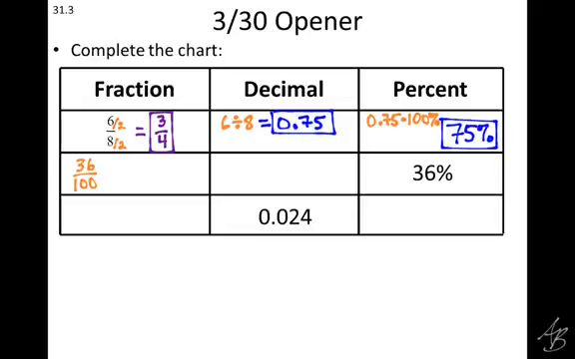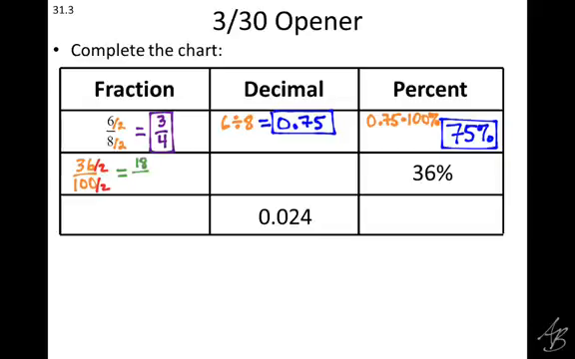Now that I have that fraction, though, what do I need to do with it? Simplify it. What goes into 36 that goes into 100? 2. Remember, when we're doing these types of problems, changing between fractions, decimals, and percents, really the only way a fraction is going to reduce is either 2 or 5. All right, so we reduce by 2 here. 36 divided by 2 is?